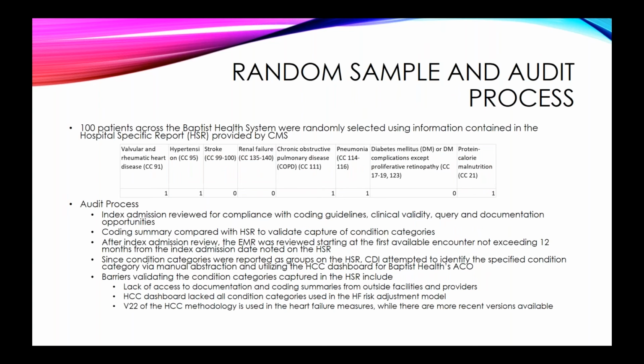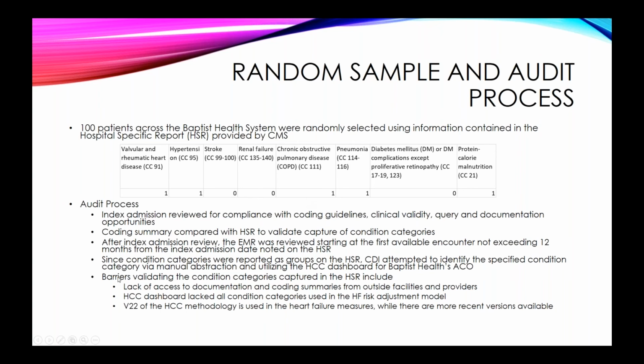So what CMS does is they give each facility a hospital-specific report. And on that hospital-specific report, you get all the patient information. You get to know what day they came in, what day they died, and then they also tell you what diagnoses risk adjusted for that patient. So here's just a quick snapshot of what that would look like on the HSR. You've got condition category 91, which is going to hold your valvular heart disease. A 1 means that, yes, you're risk adjusted, and a 0 means no, you were not risk adjusted. And that's basically all the information that you get on the HSR.